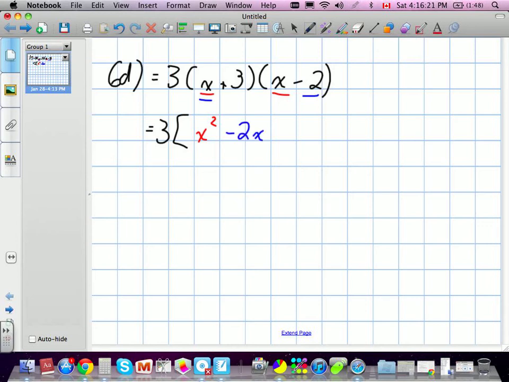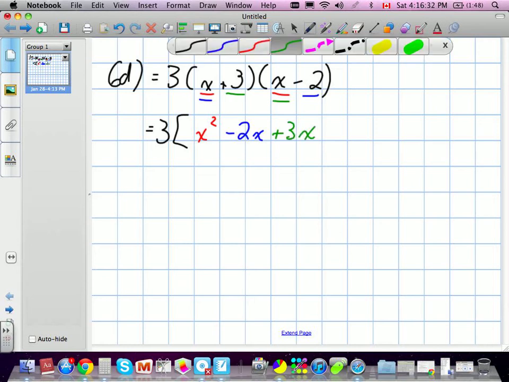Next is I, which stands for inside terms, which is our 3 and x, so the closest to the inside. So 3 times x is positive 3x. And finally, our last terms, positive 3 and negative 2. This is going to give us negative 6.